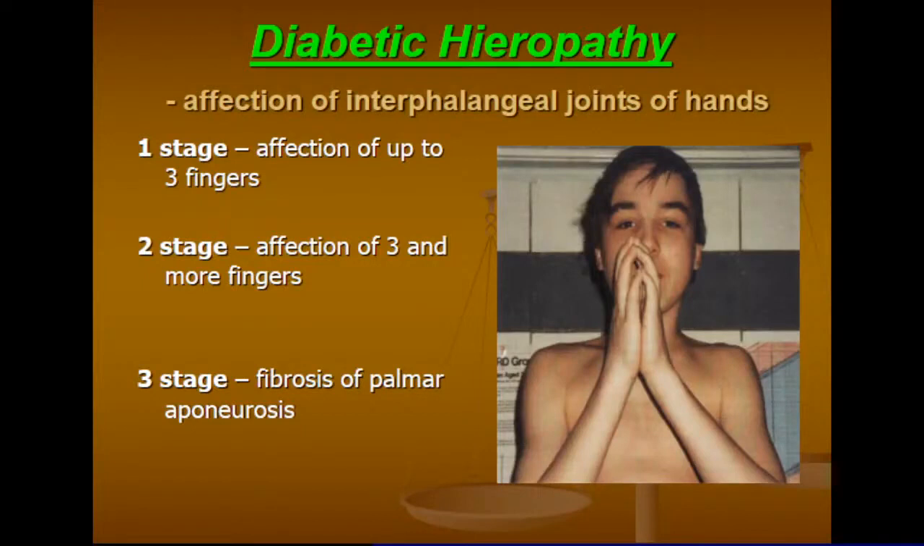Diabetic chiropathy, affection of interphalangeal joints of hands. First stage, affection of up to 3 fingers. Second stage, affection of 3 and more fingers. And the third stage, fibrosis of palmar aponeurosis.